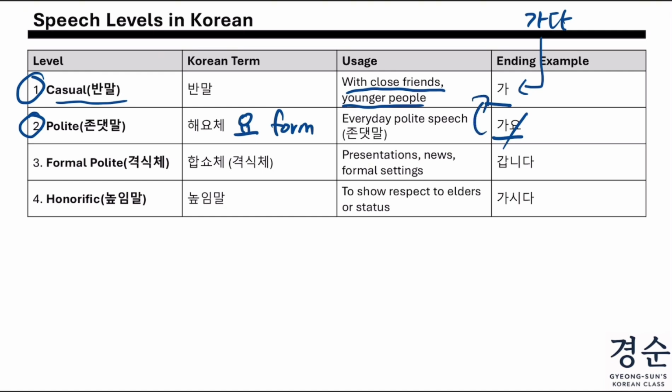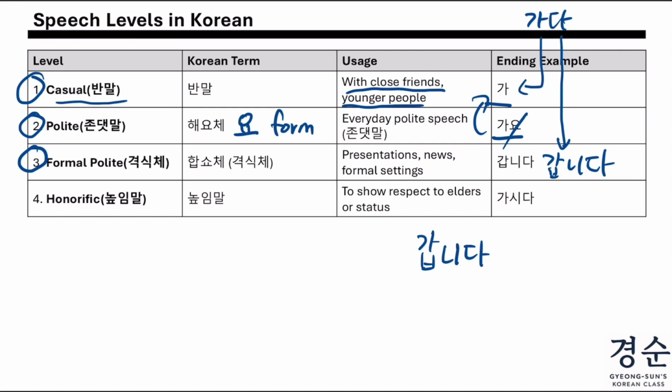Okay, simple. And the third one is formal, and I believe by this time everyone knows how to conjugate to formal, right? It's used in presentations, news, and some formal settings. Like you have a meeting, you use formal. So base form is 가다. 가다 becomes 갑니다. Basically, it's just the 비읍니다, right? So you add 가, so 갑니다.